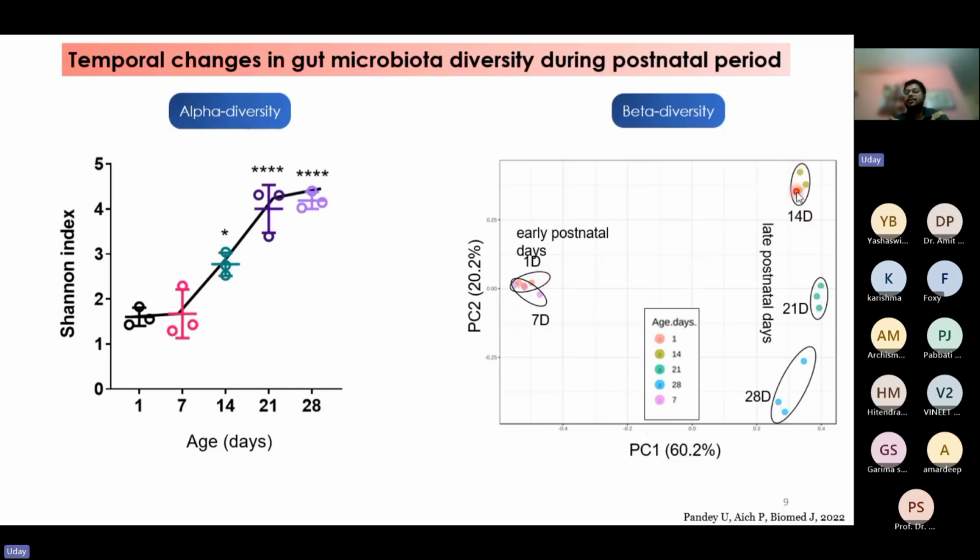So here you can see the distance. The PC1 is 60.2% and the distance is also high. So they are totally diverged populations. The divergence is coming from 14 day and then it is again changing.